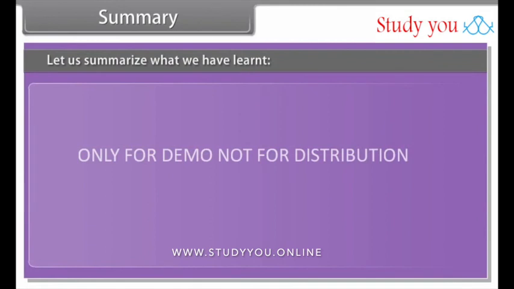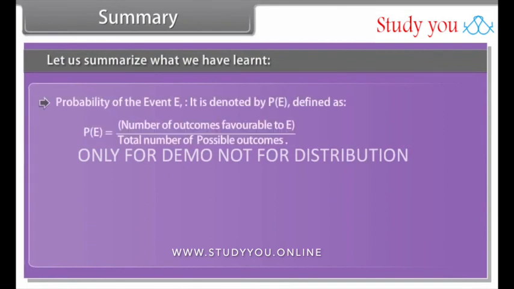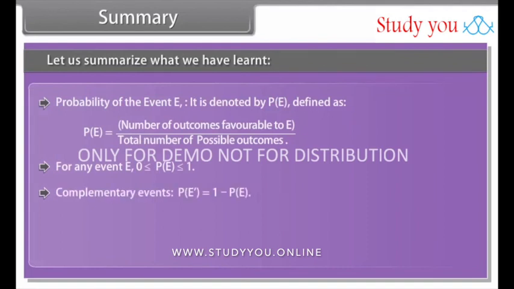Summary. Let us summarize what we have learned. Probability of the event E is denoted by P(E), defined as P(E) equals number of outcomes favorable to E by total number of possible outcomes. For any event E, 0 is less than or equal to P(E) is less than or equal to 1. Complementary events: P(not E) is equal to 1 minus P(E). Impossible event: the probability of an impossible event is 0.